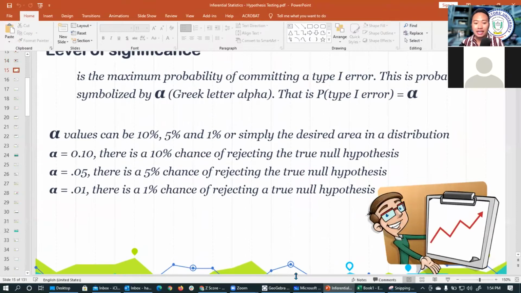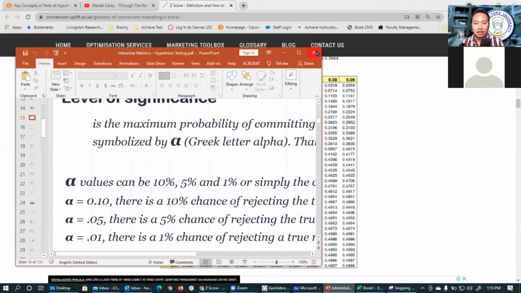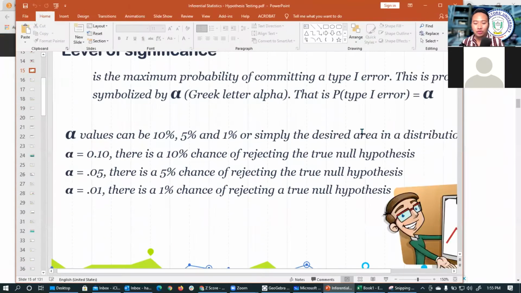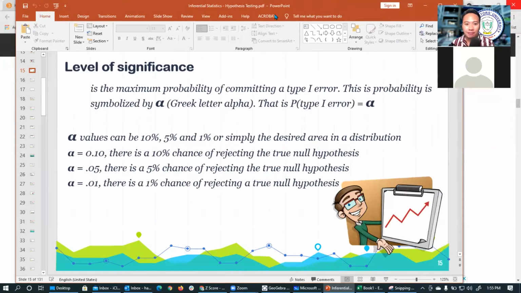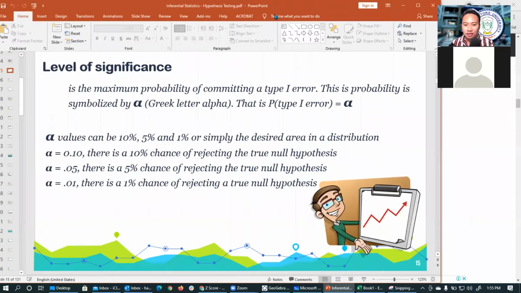Level of significance, guys, I hope you can see the entire screen there. I think that's better if I'm going to do a slideshow so it won't be slow. Sige. I hope you can see the entire screen, guys. There. I think that's better. Let me know if you can't. Where's the chat box? This chat box is down here so I can see your questions.